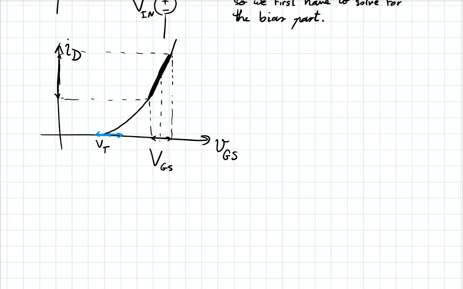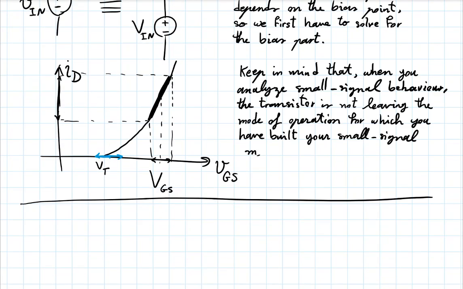So it's a very important thing to keep in mind that when you apply small signal behavior, you have to make sure that the transistor stays within the mode of operation for which you are building your small signal model. Okay? That's why I'll cross this part out, so that note that this is not a correct way of analyzing something like that, because you're changing from the saturation to the off state of the transistor.